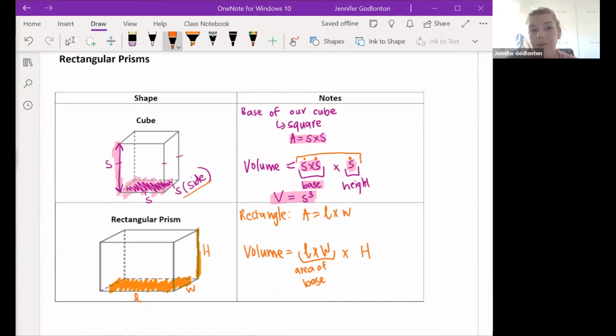Lalita, you aren't able to unmute yourself. So if you put your hand up, then I can unmute you and then you can ask whatever question you like.